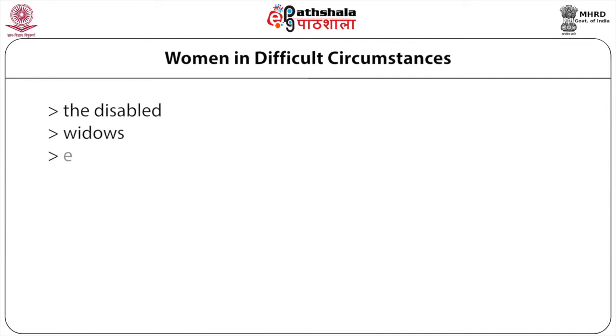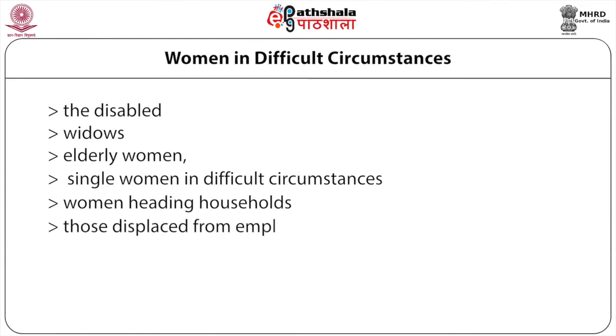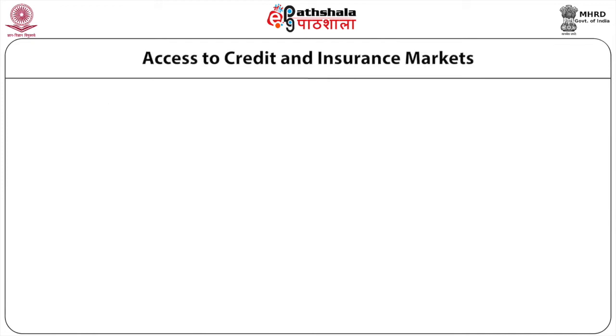The disabled, elderly women, single women in difficult circumstances, women-headed households, those displaced from employment and migrant women, and women who are victims of marital violence, deserted women, women who are victims of sexual violence and also sex workers. When it comes to social security, it is very important for women to have access to credit and insurance markets. The women's empowerment policy also talks about access to credit and insurance markets.